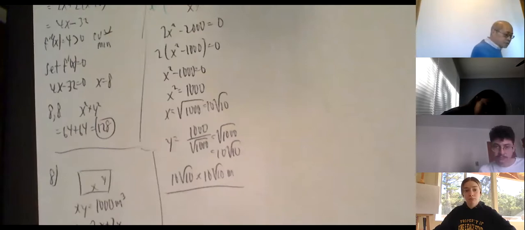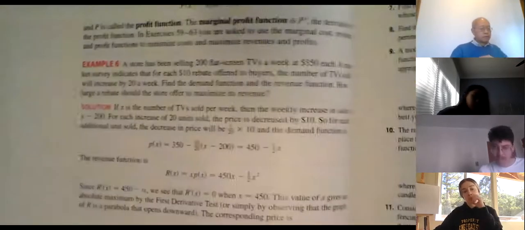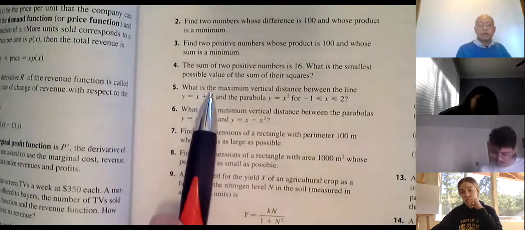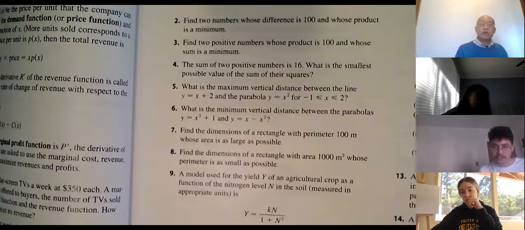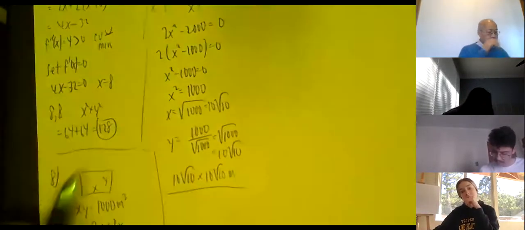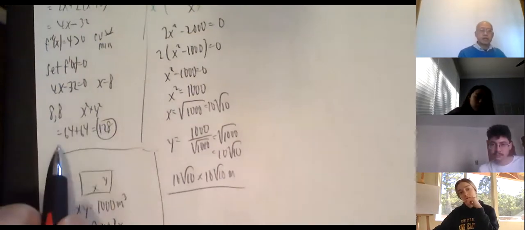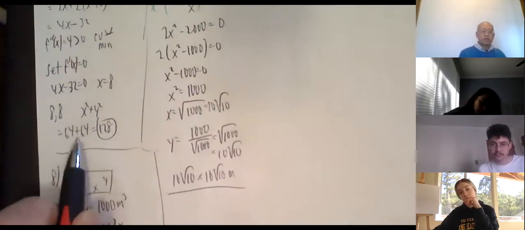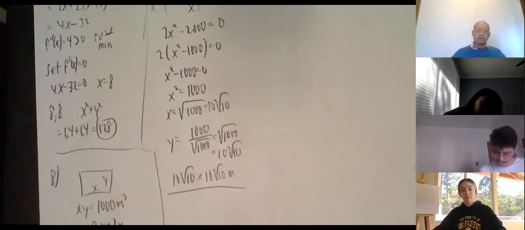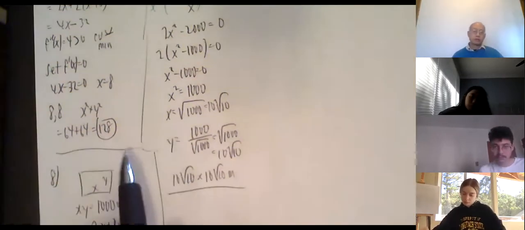But go back and answer the question. The question is, what is the smallest possible value of the sum of their squares? So you actually have to come up with the sum of the squares. So that's easy. X squared plus y squared is 8 squared plus 8 squared. 64 plus 64 is 128. So the final answer for this problem is 128. That's the smallest value for the sum of the squares.